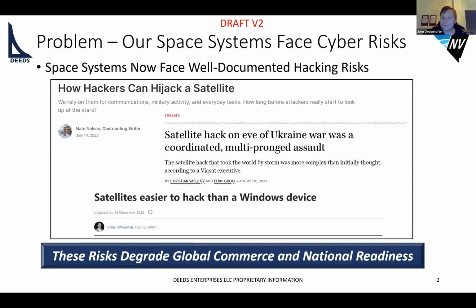Here's the problem. Space systems today are now faced with well-documented hacking risks. We all know about it. They're out there. They're published. And these risks degrade global commerce and national readiness. We can help solve these problems.